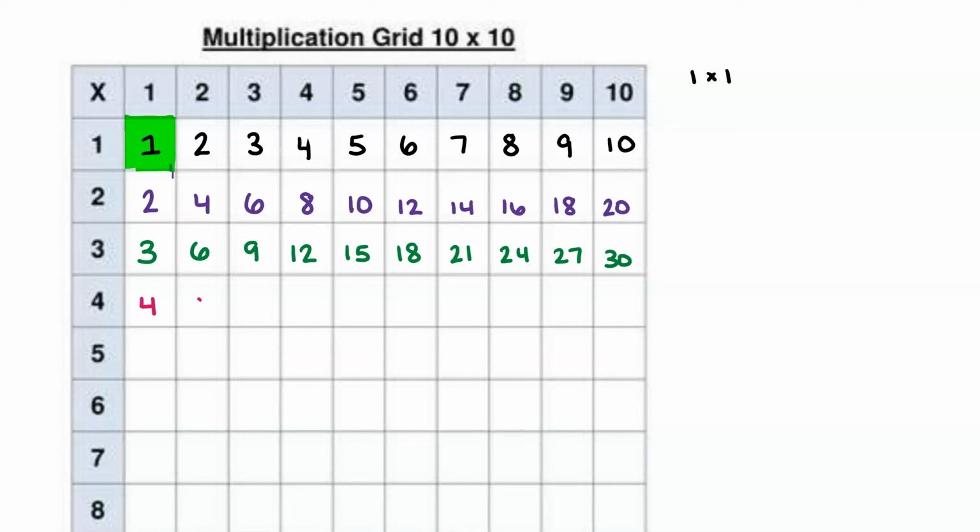4 times 2 is 8. 4 times 3 is 12. 4 times 4 is 16. 4 times 5 is 20. 4 times 6 is 24. 4 times 7 is 28. 4 times 8 is 32. 4 times 9 is 36. And 4 times 10 is 40.